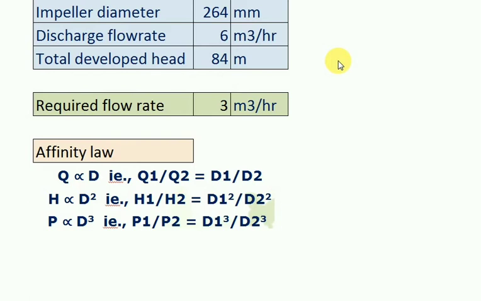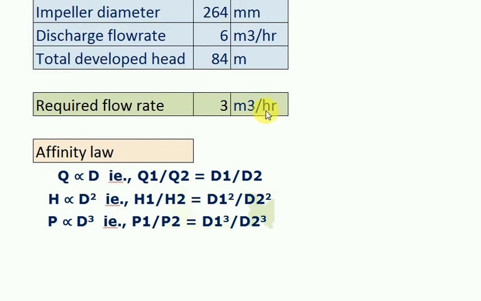So to maintain this flow rate, with normal practice we throttle the discharge. But why throttle the discharge? Why can't we go for reducing the diameter of the impeller, trimming the impeller, which will make us more energy efficient and also reduce our electricity bill?